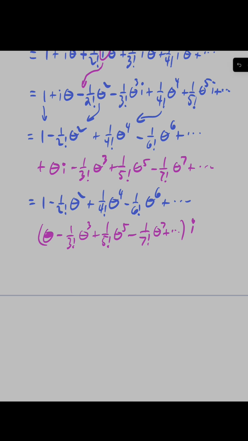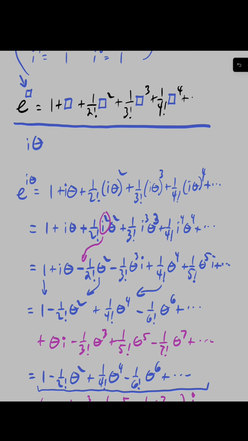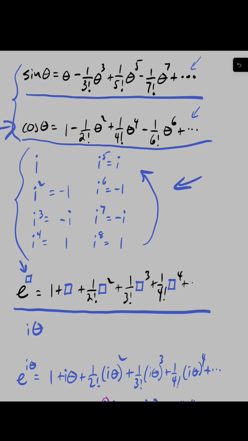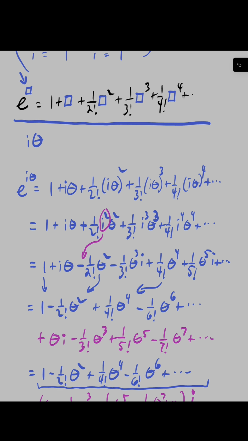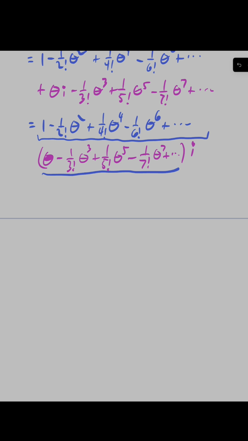Okay, now hopefully what you noticed at this point is this right here, that whole sum is actually what we have for cosine. And then the pink sum right here is actually what we have for sine. So when I rewrite this, I end up with this. Remember, here's what we started with. So I have e to the i theta is equal to cosine of theta plus i times sine of theta. And that's a pretty cool fact.